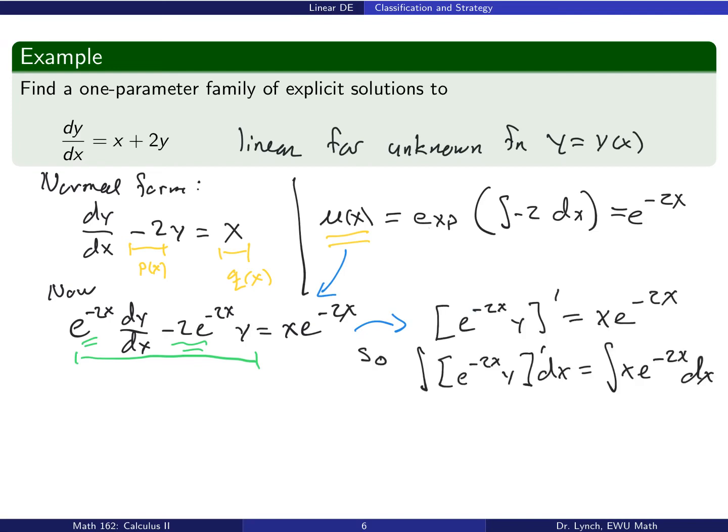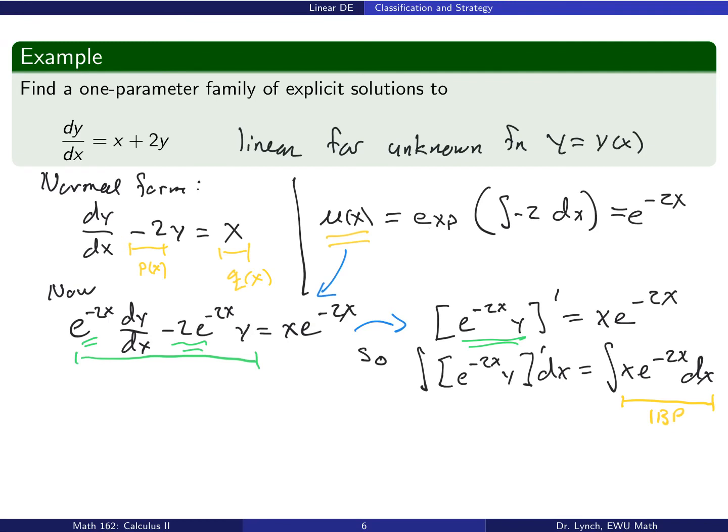So here's that product rule: e to the minus 2x y, all prime, is equal to x e to the minus 2x. We'll integrate both sides with respect to x, keeping in mind that this prime is a derivative with respect to x. Now you see one curveball here, and that curveball is we have a factor of x e to the minus 2x on the right-hand side that we'll have to integrate using integration by parts. So I won't go through that in all of its gory detail. I'll trust you to be able to use integration by parts to find an antiderivative there. Again, just use u equals x, dv equals e to the minus 2x dx, and write it out.